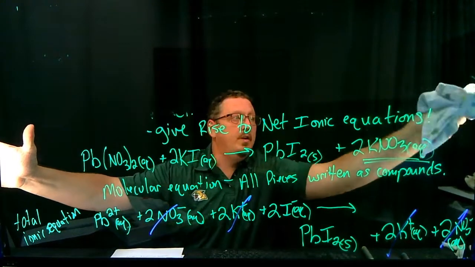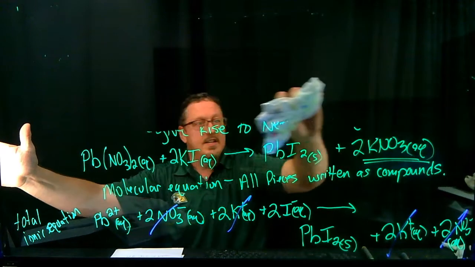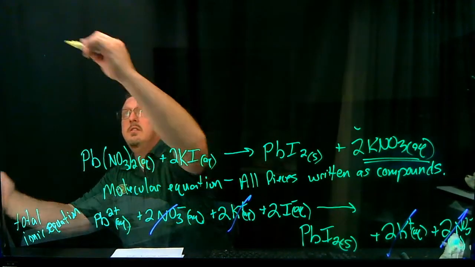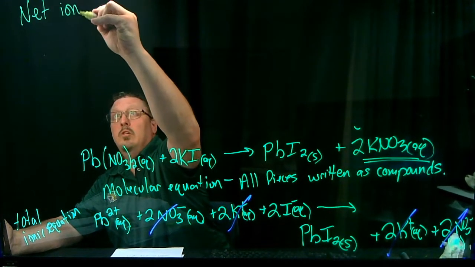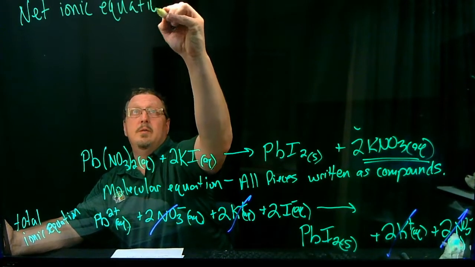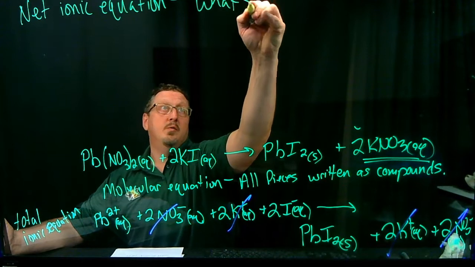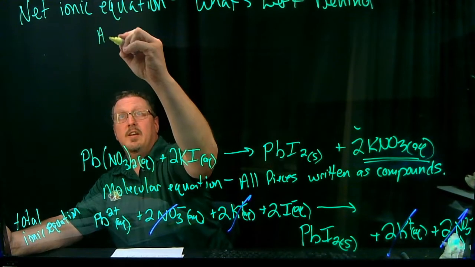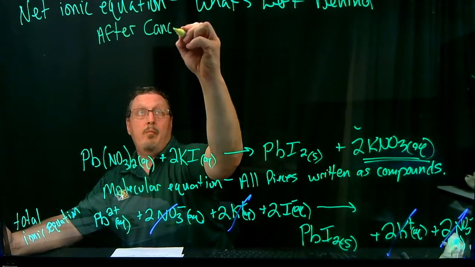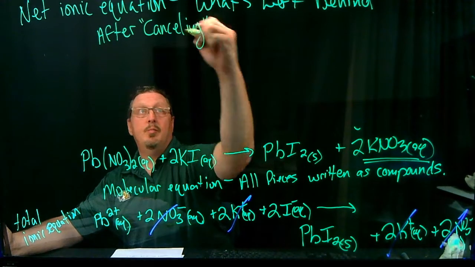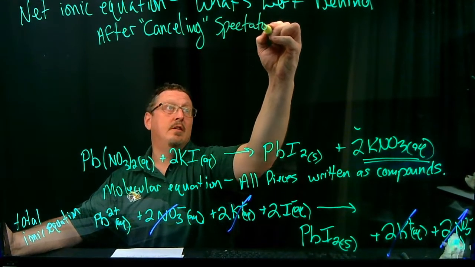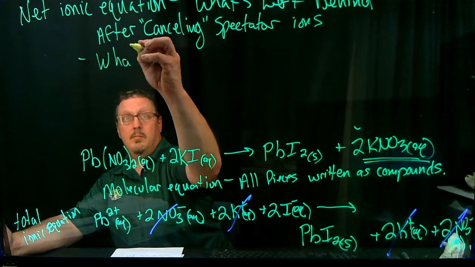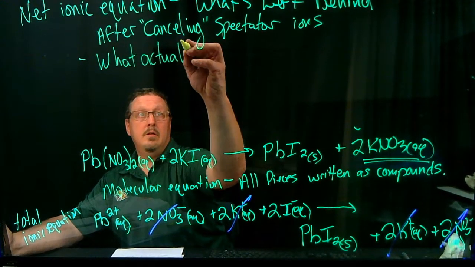So when we do this, what we have left is the net ionic equation. All right, and so the net ionic equation is what's left when we cancel out spectator ions. It is what's left behind after canceling spectator ions. I'm going to put that in quotes, but really what's going on is this is what actually changes.